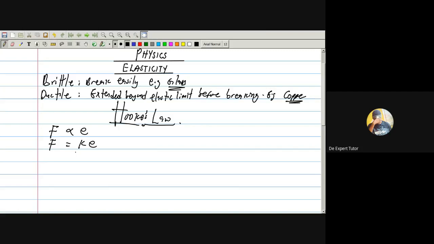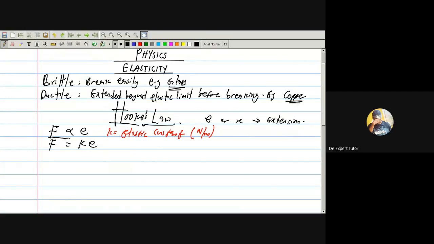So we have F = Ke. In some textbooks, you will see extension as e or x. These two both mean extension. That K you are seeing there is called the elastic constant. And the unit is Newton per meter, that's force over extension. So whenever we are dealing with force and extension, this is the formula.